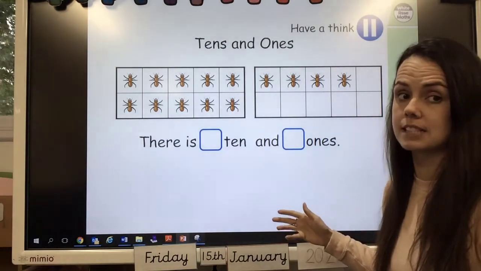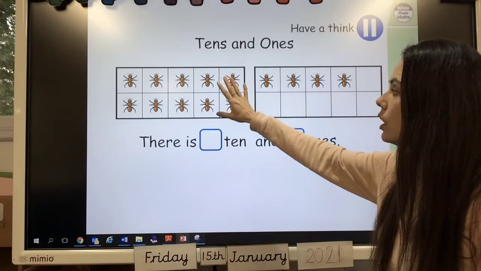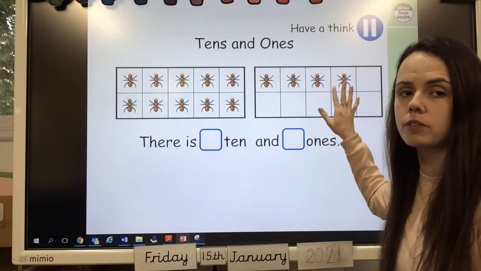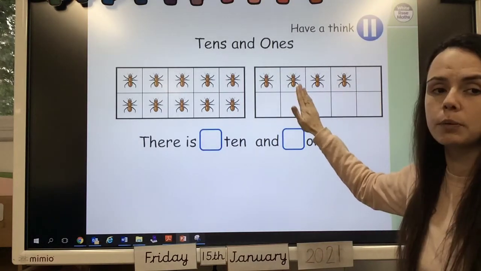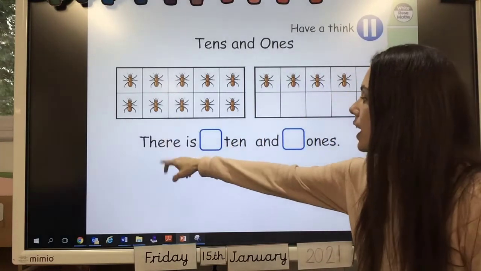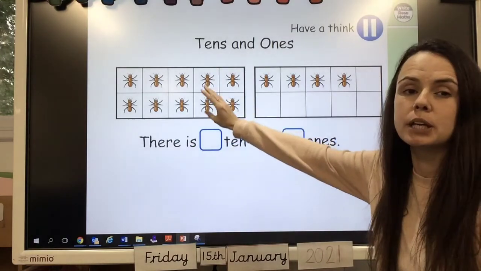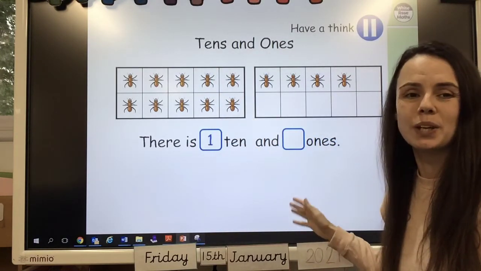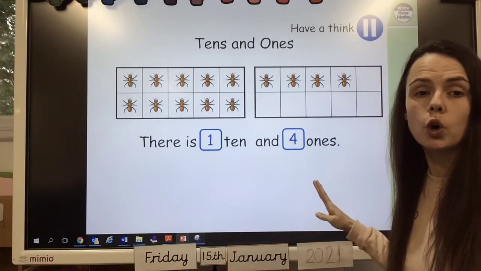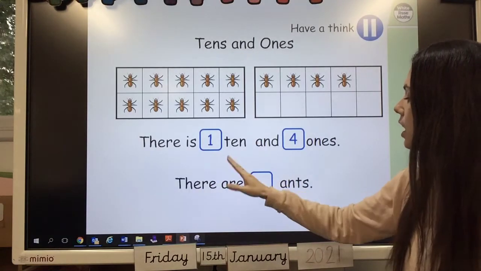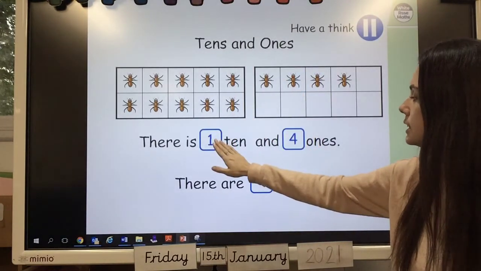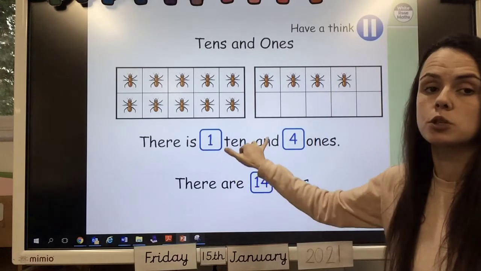Right, now we've got some ants here. Now on this side, we have got a full 10. So that is just 1 ten. And on this side, we've got some ones, individual ones, all on their own. How many have we got? 1, 2, 3, 4. Fantastic. Now our sentence down here says, there is something tens. How many complete tens are there? 1. Well done. How many individual ones are there? 4. Well done. So how many ants in total? 1 ten and 4 ones makes 14, because you just put them together.